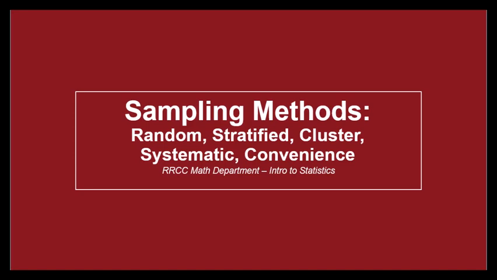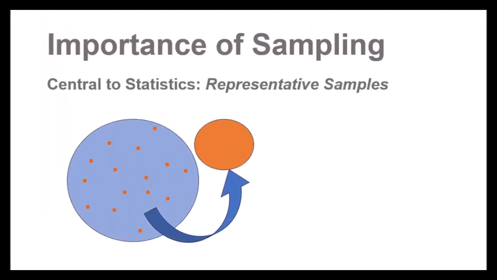Everyone, in this video, we're going to be looking at some different types of sampling methods. The reason sampling methods are important is that one of the central ideas in statistics relies on using a statistic from a sample to estimate the parameter of a population.